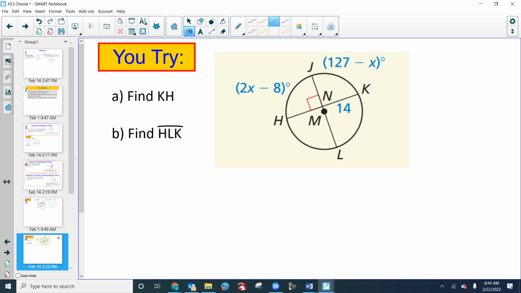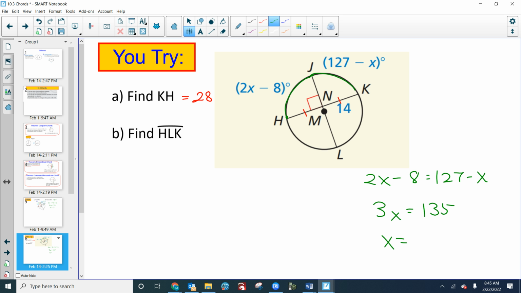Okay, so half of this, I can't remember if half of this is what you... All right, first of all, did everybody get 28 for KH? Everybody get 28. Awesome. These segments are congruent because we have a perpendicular at a diameter intersecting a chord. So these arcs are congruent. We're going to set those equal: 2x minus 8 equals 127 minus x. Add x, you get 3x. Add 8, we get 135.